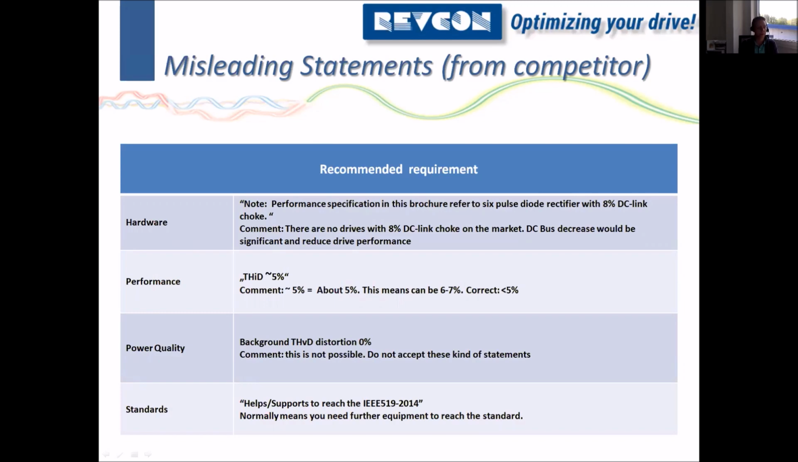I think it's quite naughty, because most of the people maybe don't really understand what kind of DC link choke they have, and when they read it, they would probably expect that 8% is a typical value. So I think it's quite bad. Or another competitor refers to 0% voltage distortion. They will only get the results on the performance if you have 0% background voltage distortion, and that's physically not possible.